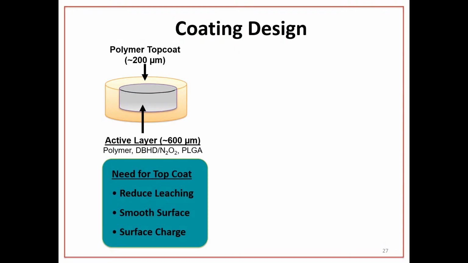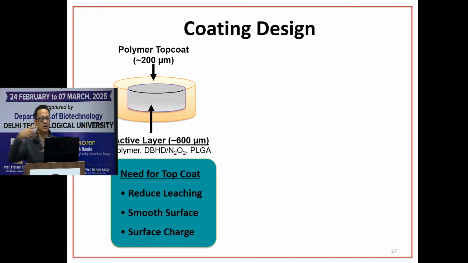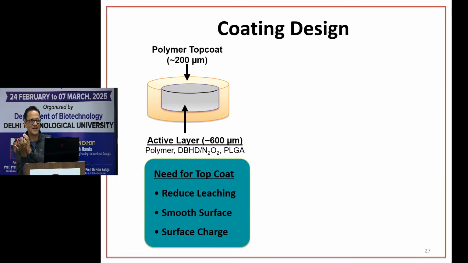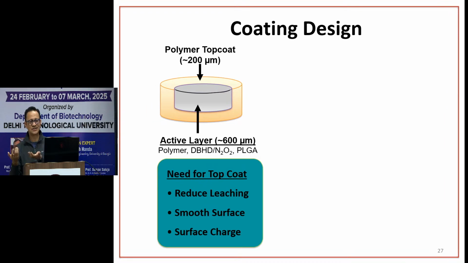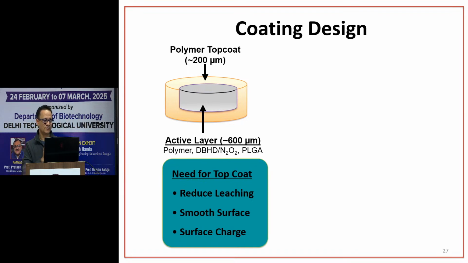Another reason is we want to reduce leaching of my NO donor. See, I want my NO donor to keep releasing nitric oxide in the presence of an acidic environment, 37 degrees, moisture, but I don't want my whole NO donor molecule to come out. See, if a lot of molecules come out, it's going to be toxic, it's not going to last long, it'll release a lot at the same time. So it's protecting it inside and not letting it leach out.